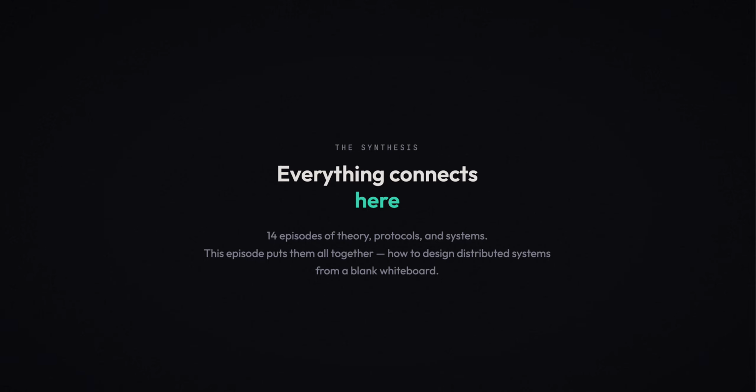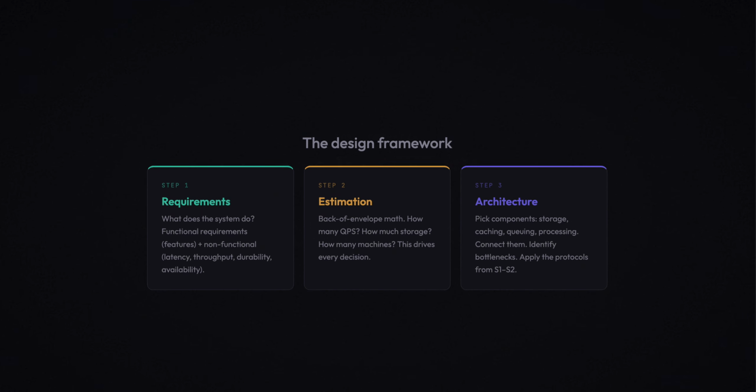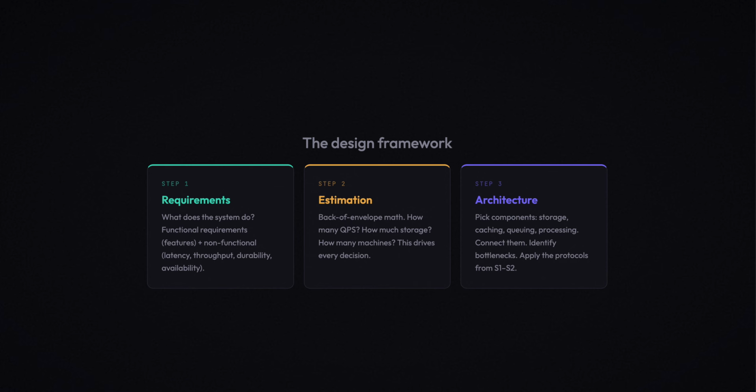Every system design follows three steps. Step 1, Requirements. What does the system do? What are the functional requirements, the features, and what are the non-functional requirements? Latency targets, throughput, durability guarantees, availability, SLA.